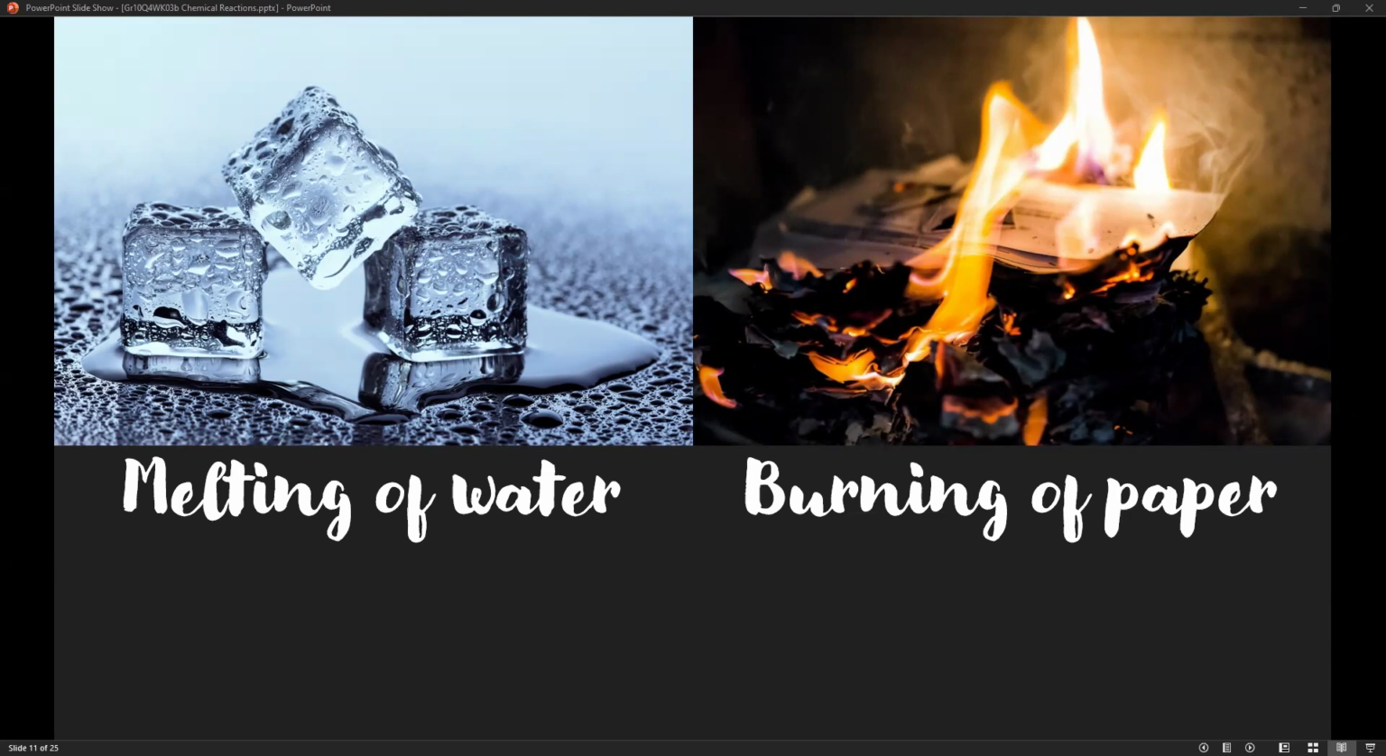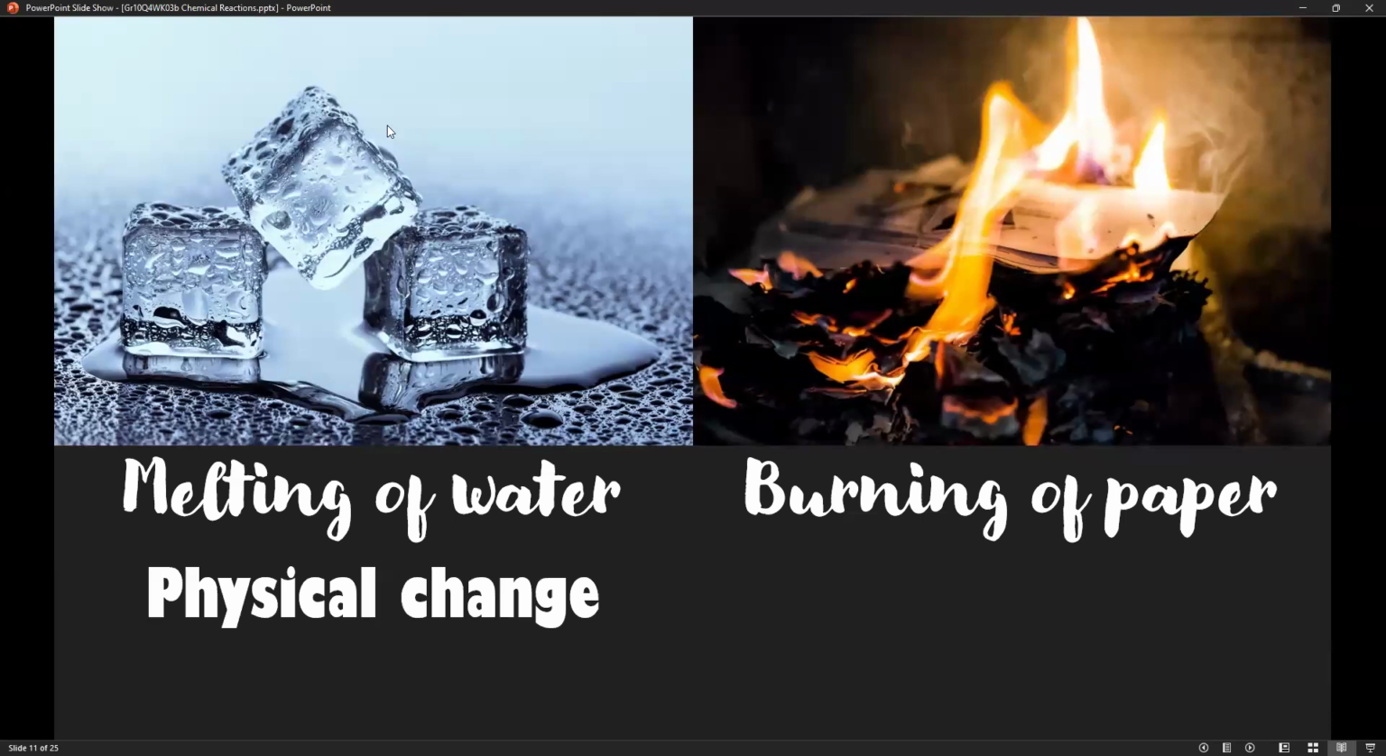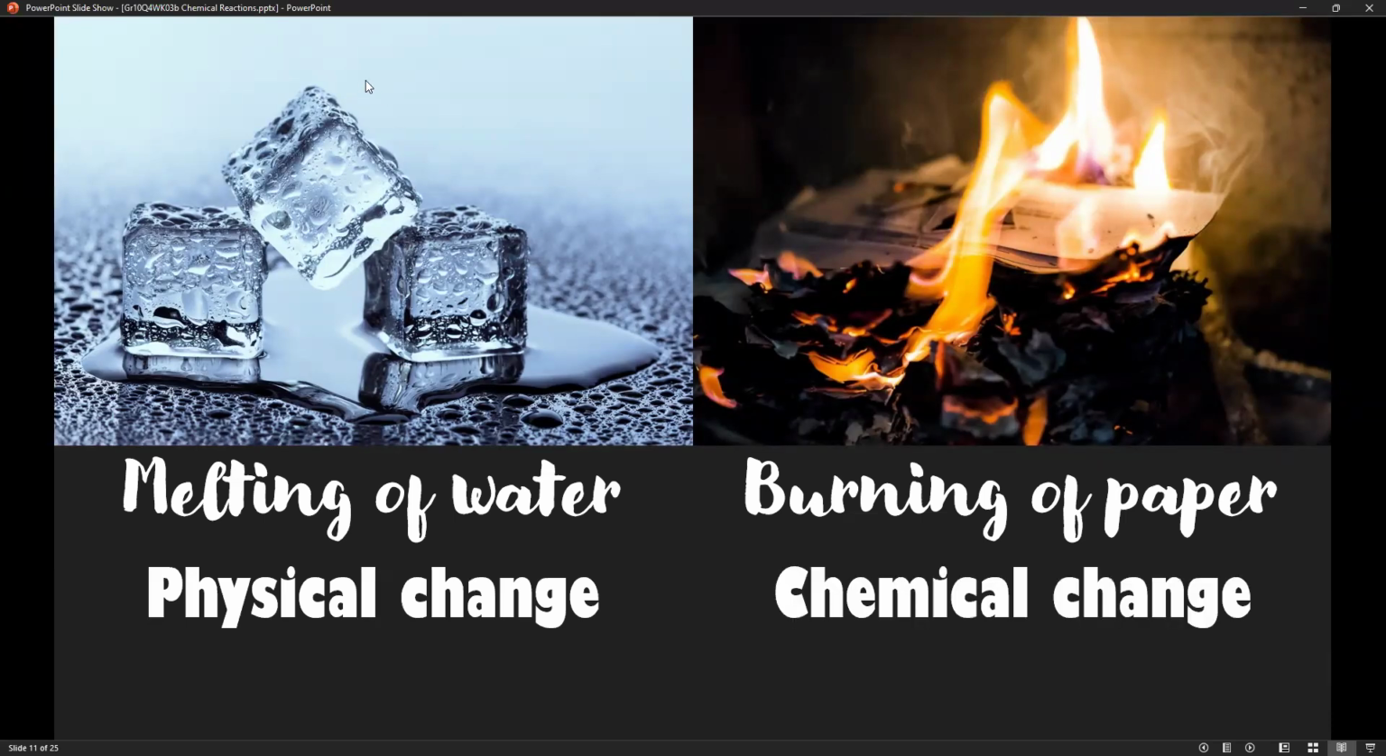But before we go into that, let's first revisit physical and chemical changes. So I have melting of water on the left side and burning of paper on the right side. Obviously, melting of water is an example of physical change, while burning of paper is an example of chemical change.